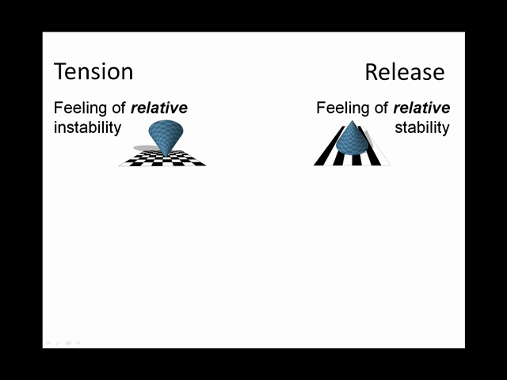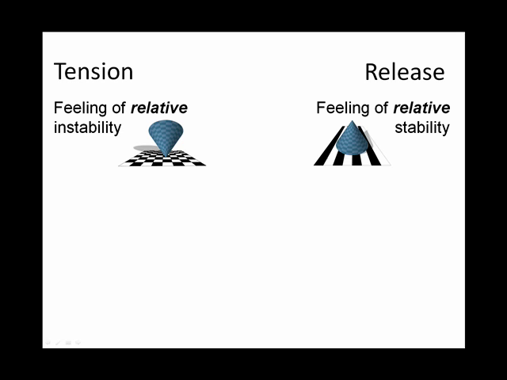A couple more terms: tension versus release. Tension is a feeling of relative instability. If you look at the cone on the floor there, it looks like it's about to fall over. So that's a feeling of relative instability. Release is a feeling of relative stability. And as you can see, the cone sitting flat on its base gives you a feeling of relative stability.